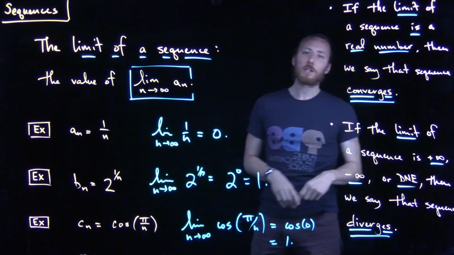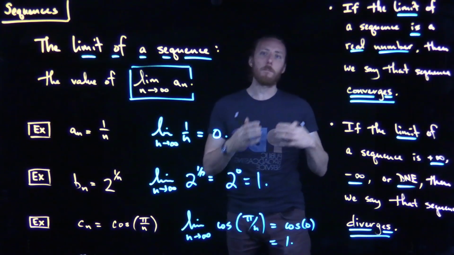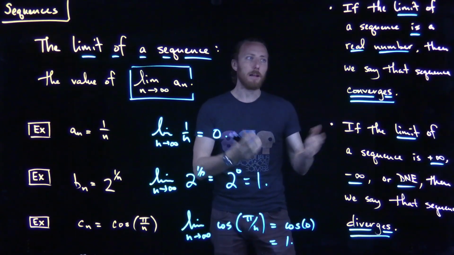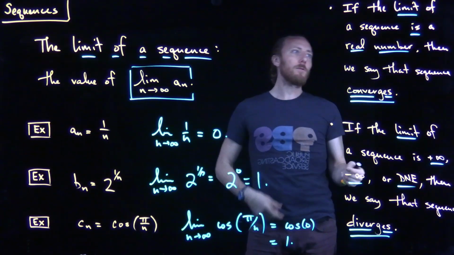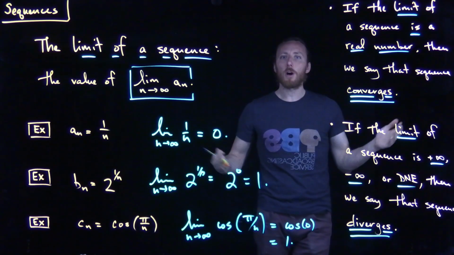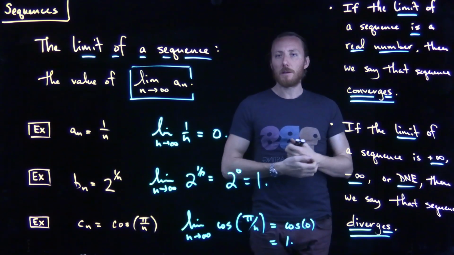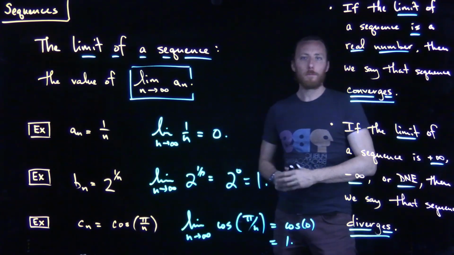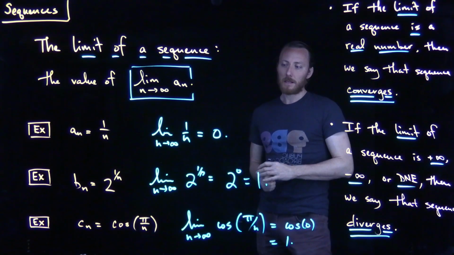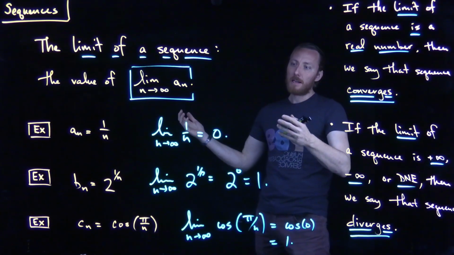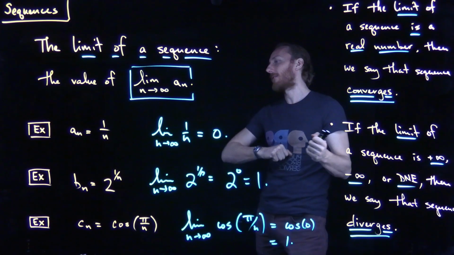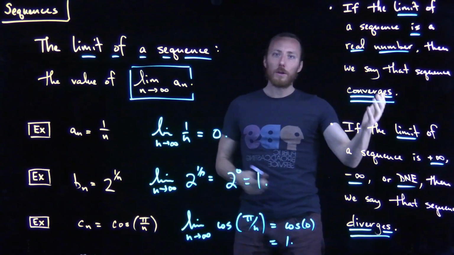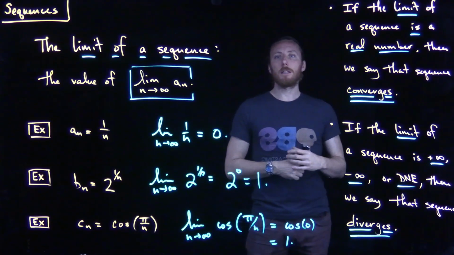Now, a bit of terminology, which we have seen from improper integrals, but is equally relevant and analogous here. If the limit of a sequence is a real number, like a number off of the number line, then we say that sequence converges. So in each of these cases, 0, 1, and 1, all numbers on the number line, these sequences converge. If we had a sequence whose limit evaluated to be pi, or -4, or 12.6, those are all real numbers. Those are all convergent sequences.